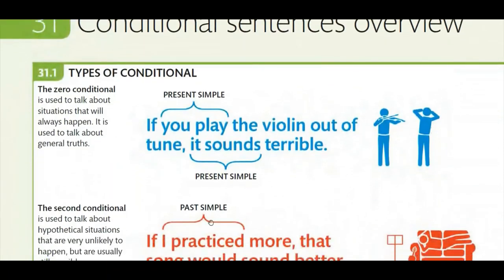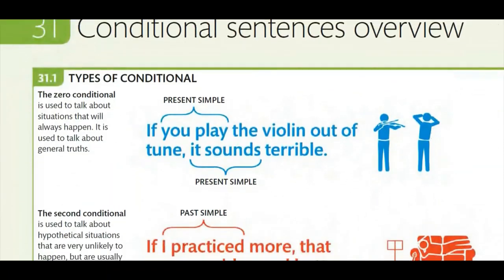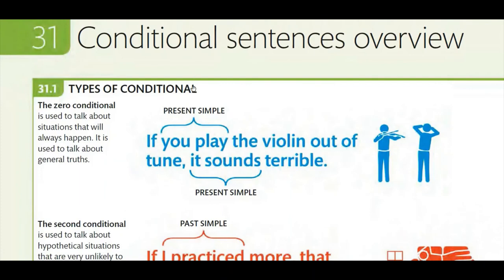So this is a conditional sentence overview. And so the types of conditionals are the zero conditional, that is used to talk about situations that will always happen, and it is used to talk about general truths. For example, we use present simple sentences. Both the tenses are present simple. If you play the violin out of tune, it sounds terrible.